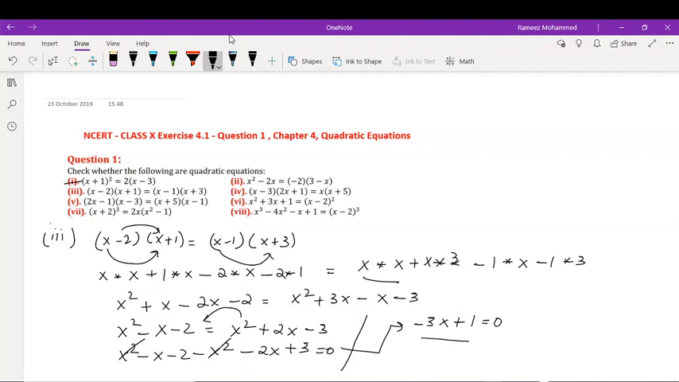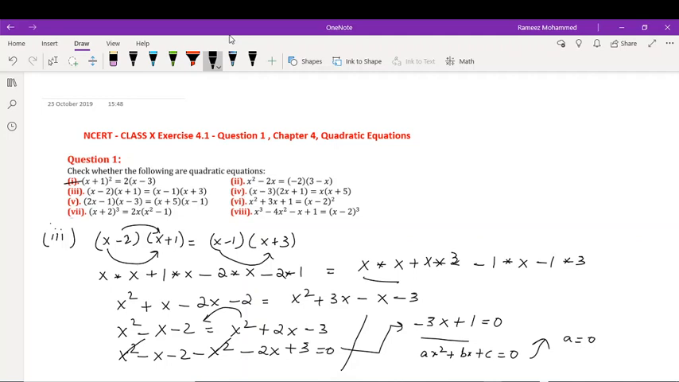See, this is the one. Here, if you look at this, it is not in the form of ax square plus bx plus c is equal to 0. So what is a here? A is 0. See, there is no x square term here. That means the coefficient of x square is 0. To be a quadratic equation, we need to ensure that a should not be equal to 0. Whereas in this case, since it is equal to 0, it's not a quadratic equation.